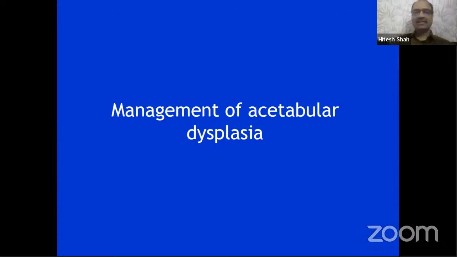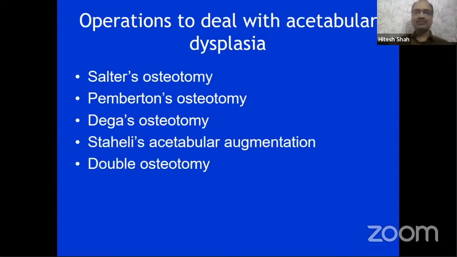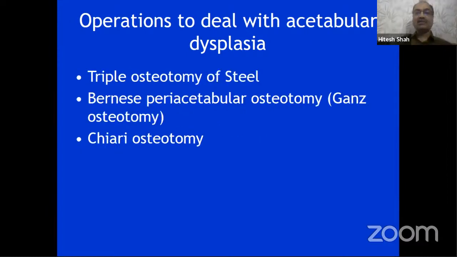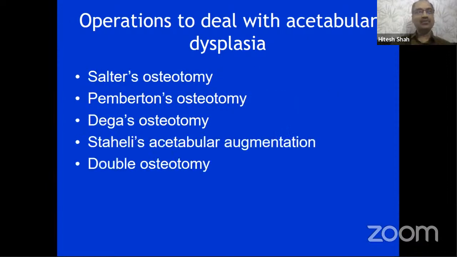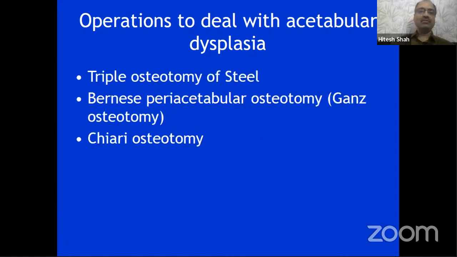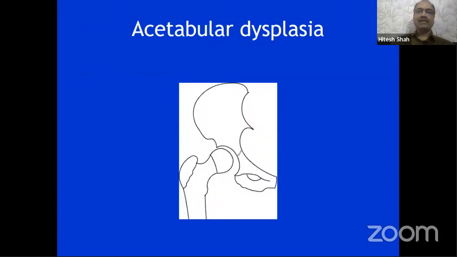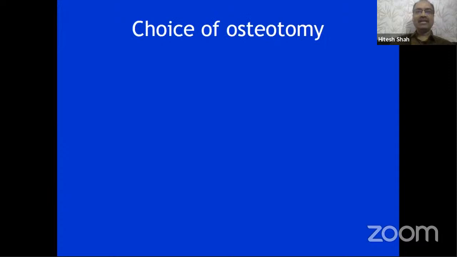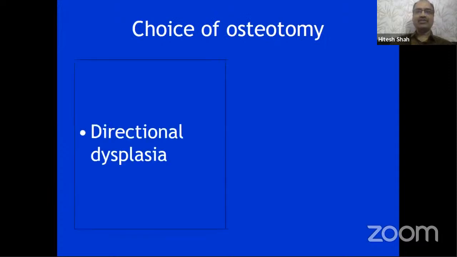How can we correct it? Now the management of acetabular dysplasia. There are various osteotomies like Salter osteotomy, Pemberton osteotomy, Dega, Steel's triple osteotomy, Bernese osteotomy, or Chiari's osteotomy. Most of the time you will be confused between the Salter, Pemberton, Dega, triple, Bernese or Chiari. But I will make it very clear how we can choose the osteotomy.